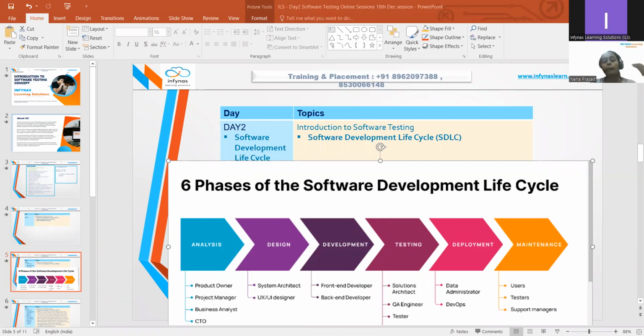मतलब आप BRD पढ़ना स्टार्ट कर दीजिए, आप SRS पढ़ना स्टार्ट कर दीजिए. You start raising questions based on the BRD. You start understanding what is the BRD. You start reading the SRS. You start understanding the flow of the document.